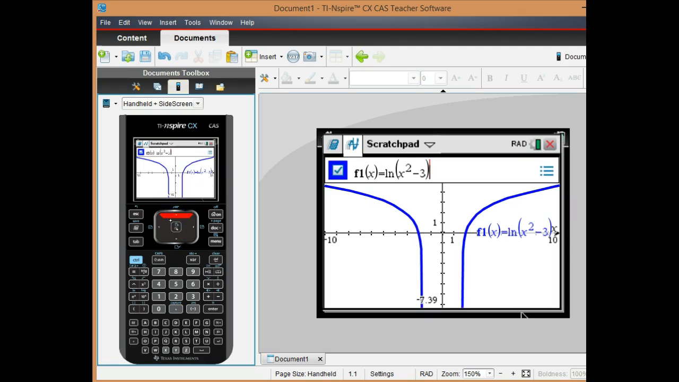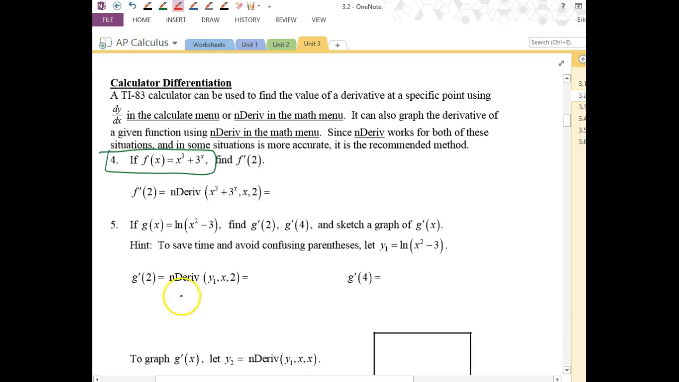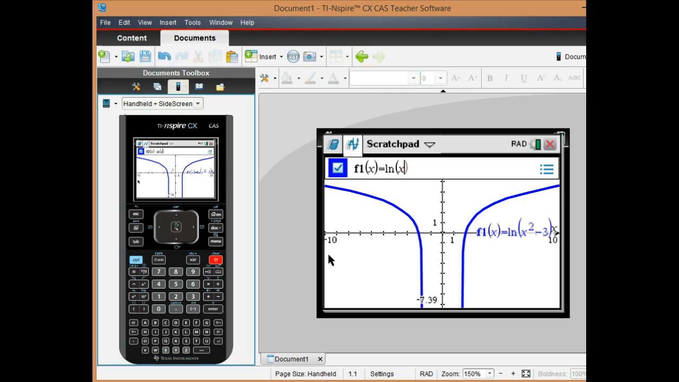Okay, so right now I have one written in. I'm going to delete it. Actually, I'm not, because that's the function I need to write in. Okay, so in your graphing, just hit tab. And you should see F1 pop up. Okay, so we are going to do question number 5 now off of your sheet. We're going to graph the natural log of x squared minus 3. Okay, x squared.